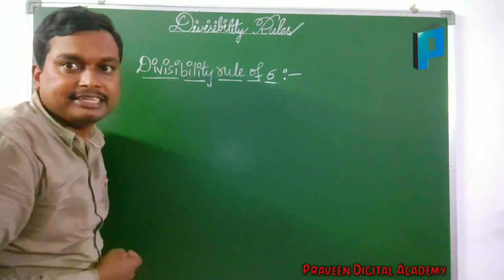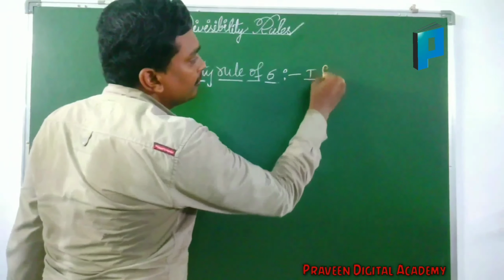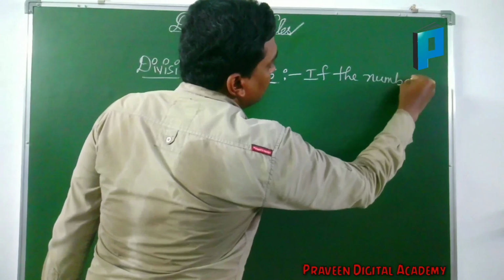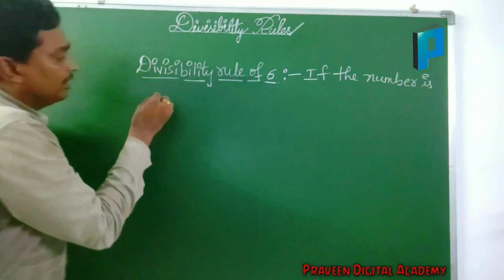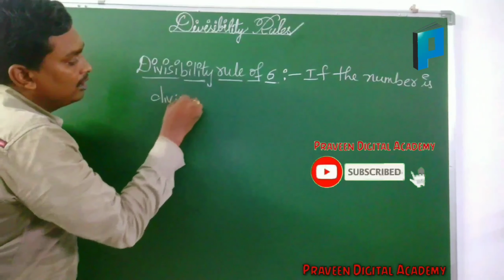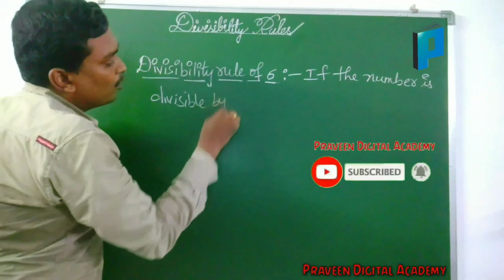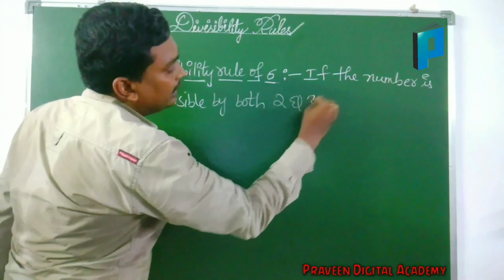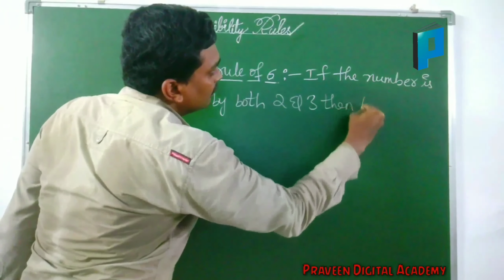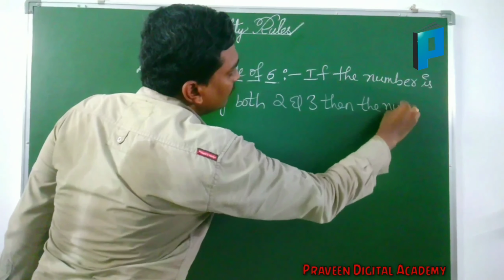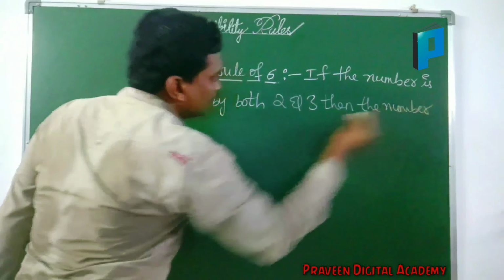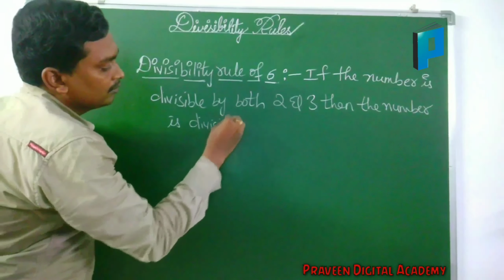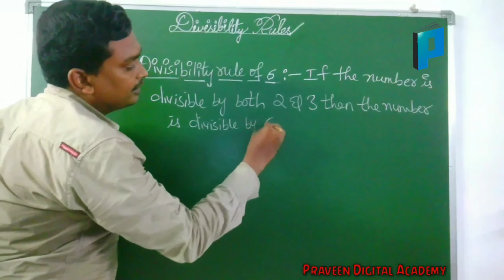Divisibility rule of 6. Here, if the number is divisible by both 2 and 3, then the number is divisible by 6.